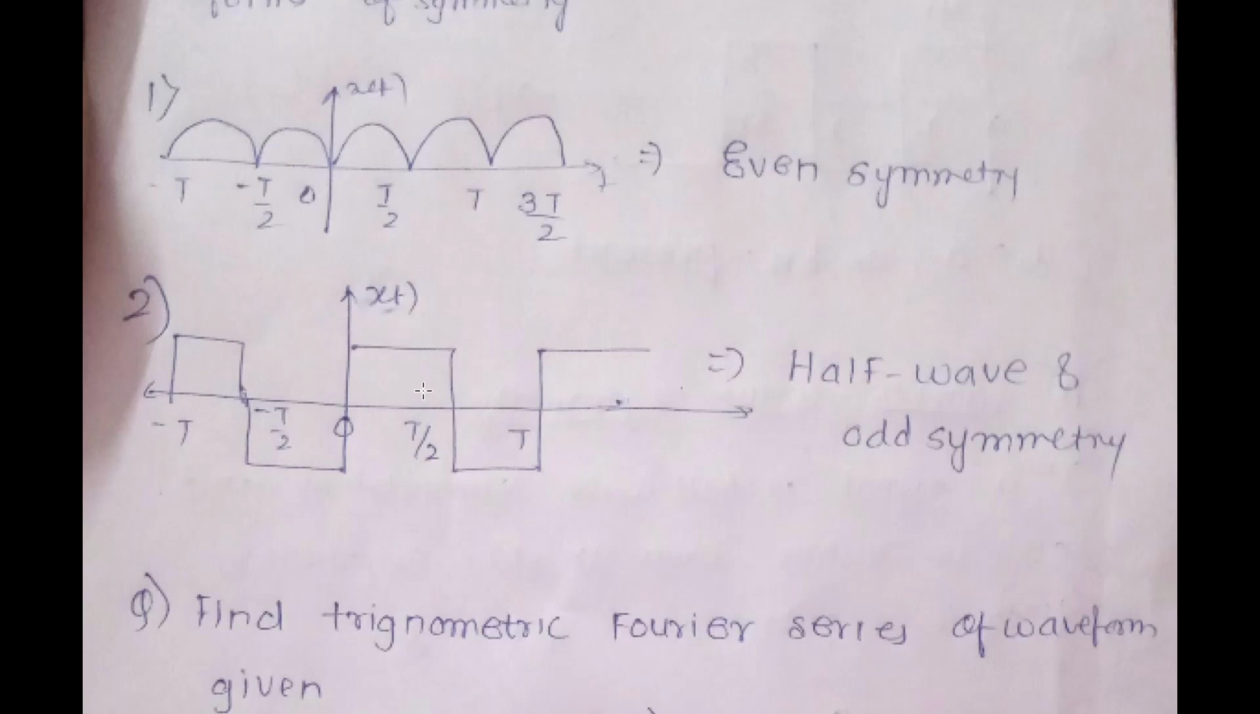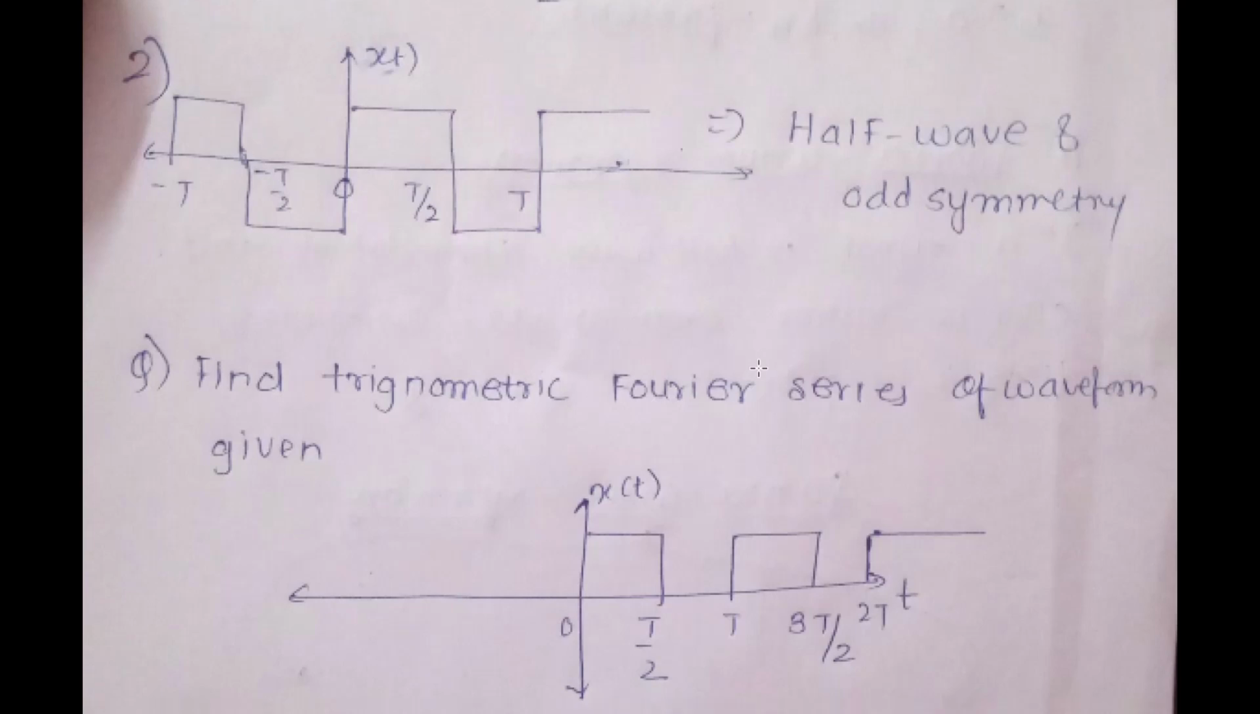And talking about half wave symmetry, yes, it is a half wave symmetrical signal also, because 0 to T by 2 it exists in the upper half, and T by 2 to T it exists in the negative half. Hence we have half wave plus odd symmetry also. So I hope I am very clear with this.